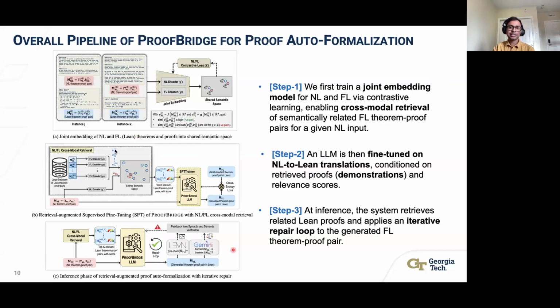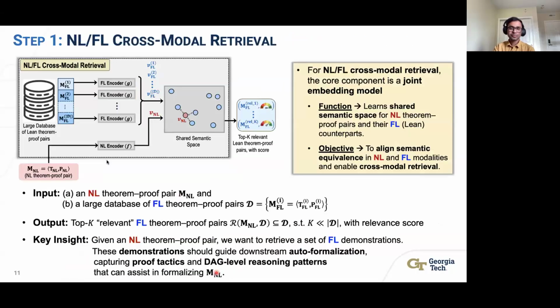And at inference time, the system retrieves the most relevant Lean proofs, and the LLM then attempts to auto-formalize the natural language theorem proof pair. And if there is any error detected, we apply an iterative repair loop to refine the formal language pair. And I'll go through all of these one by one.